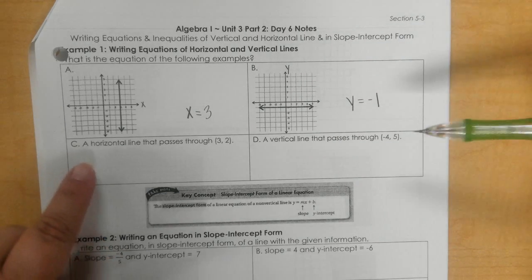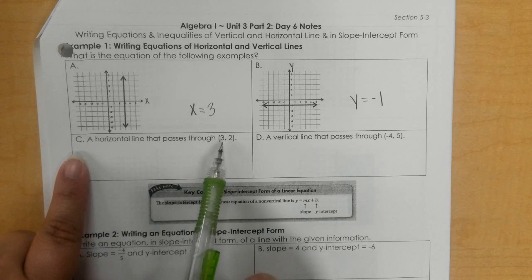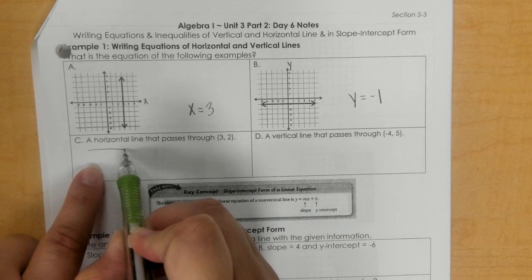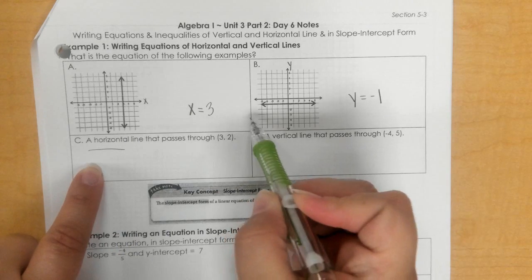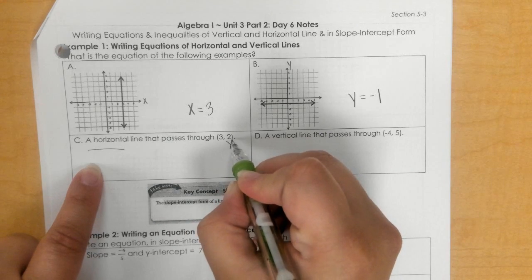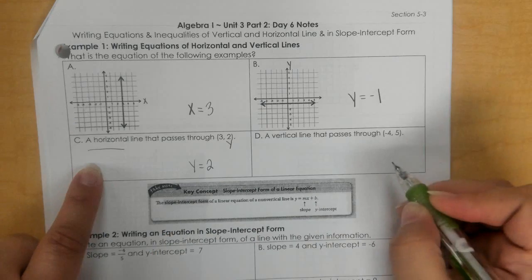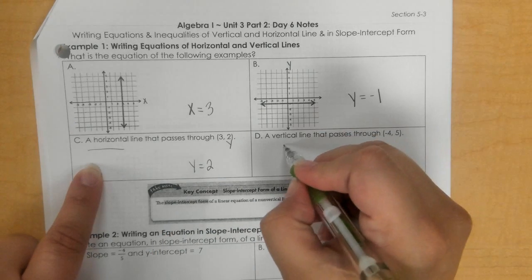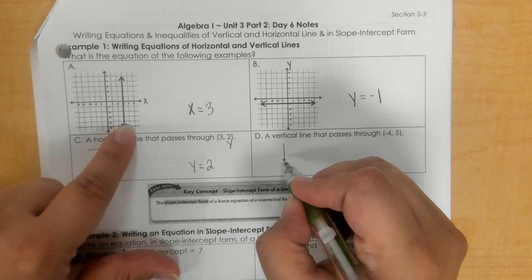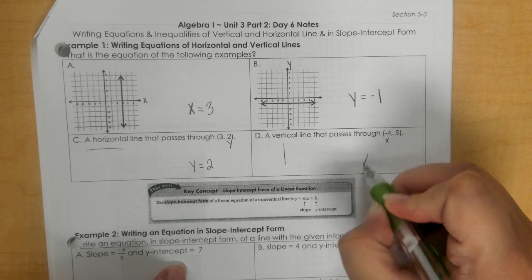And then down here, if you don't have a picture, it says a horizontal line that passes through (3, 2). So we know a horizontal line looks like this. So if we look at our examples up here, it has to go through the y-axis. So if I find the y value, which is 2, that's going to be my equation, y equals 2. And here, if I have a vertical line, which looks like this, it would have to go through the x-axis like it did here. And the x value of (-4, 5) is that -4.